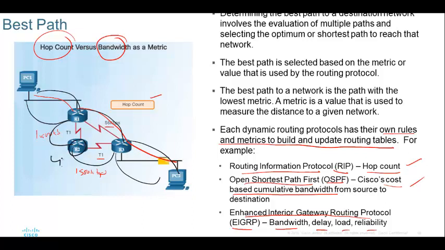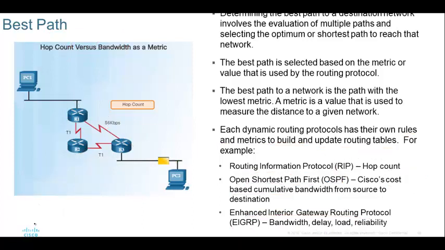Going straight from router 1 to router, what is this? Router 3 is, that path is only 3 hops. So this hop count protocol will say 3 hops is better. So this is the best path. According to RIP, this is the best path.